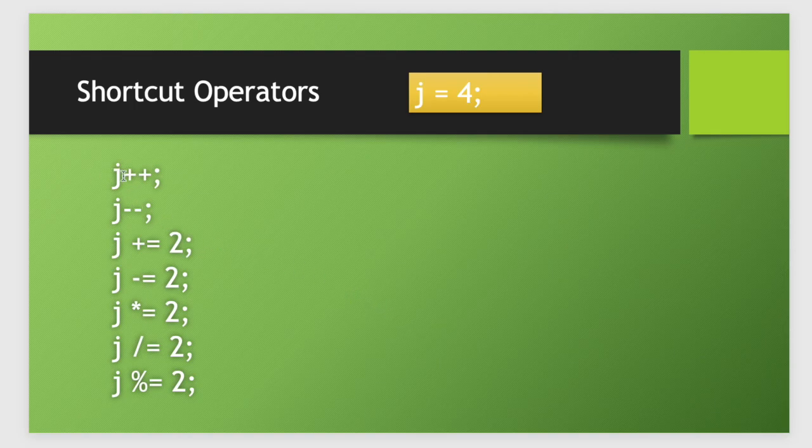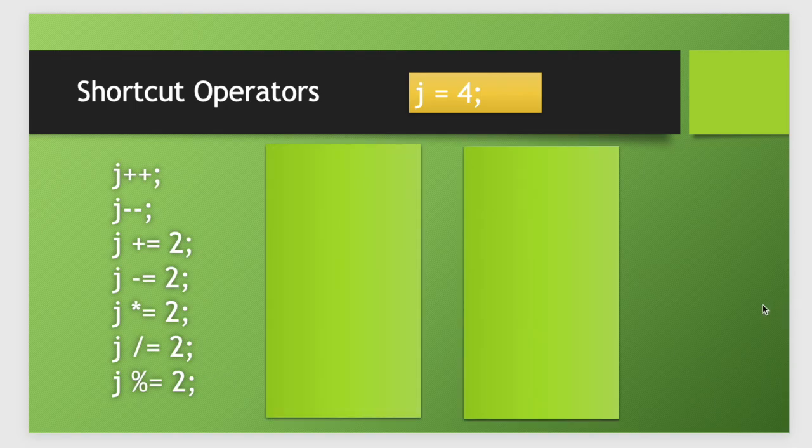This would be an example of what shortcut operators would look like in your code if they were using a counter variable of j. So it could be something like j plus plus, j minus minus, j plus equal to, j minus equal to, and so on and so forth. So let's take a closer look at what these shortcut operators actually do. We're going to suppose that each individual line of code stands on its own, and starting out, j will always have a value of 4, okay?